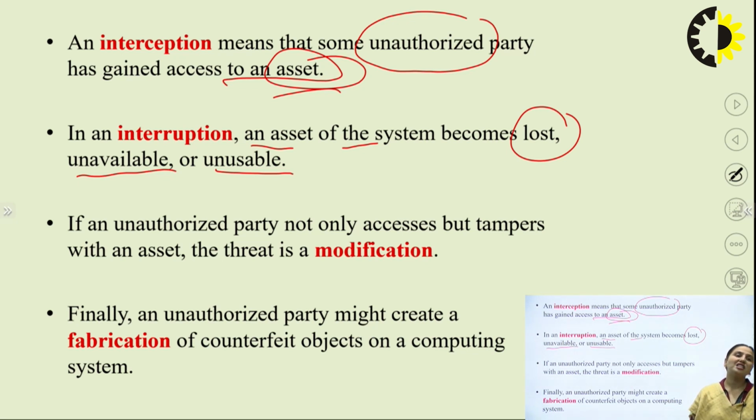Now, if the unauthorized party has not only accessed the data but tampers with an asset, this is called modification. That means modifying the data. Sometimes the attackers are not only interested in fetching the data; once they are able to fetch it, they will make whatever modifications they want to the data. So not only accessing the data but tampering with the information which is important to us, this type of threat is called modification.